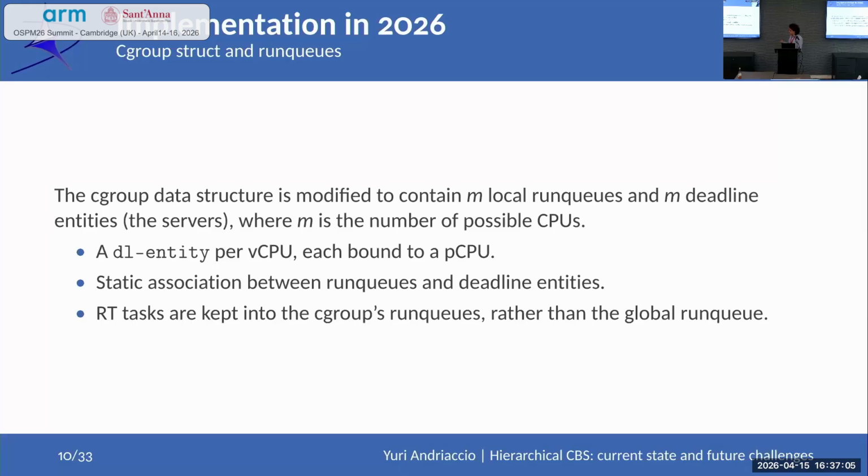The C group data structure is also modified because you have to take into account a deadline entity for each virtual CPU, and these deadline entities are bound to the physical CPUs. And also you need the same number of local run queues, one for each physical CPU, because these are bound to the deadline entity. So there is this run queue duplication every time you create one of these C groups. The real-time tasks are kept only in the C group run queues and not on the global.